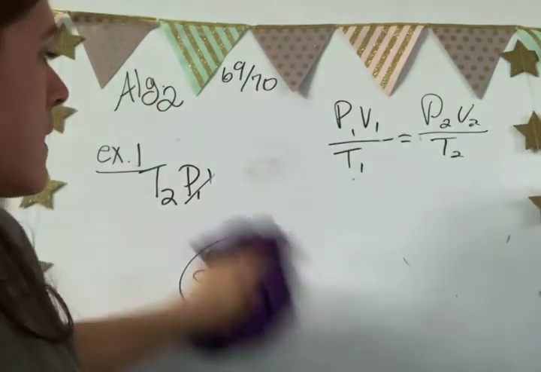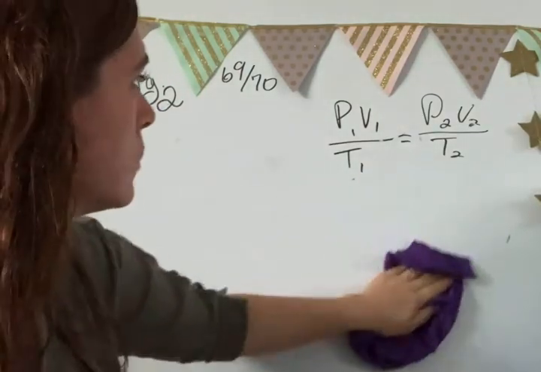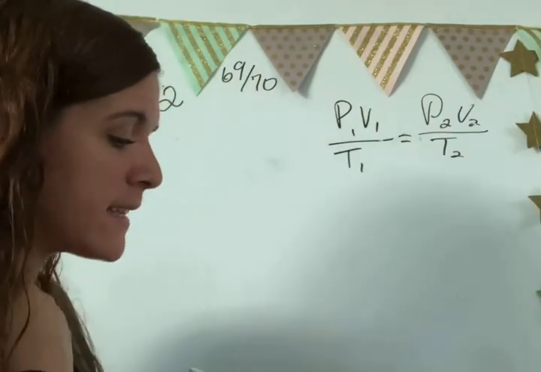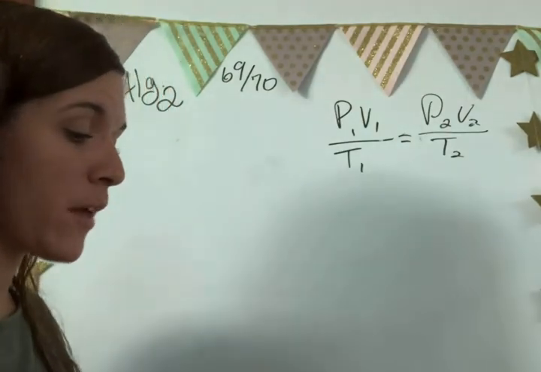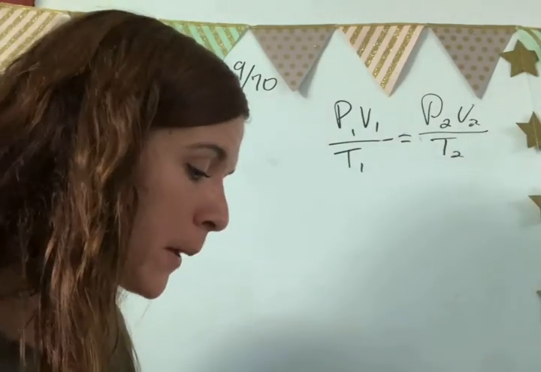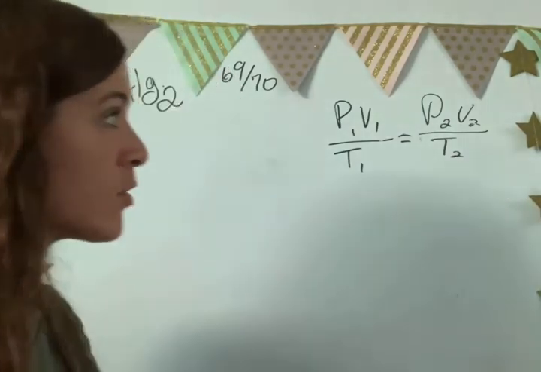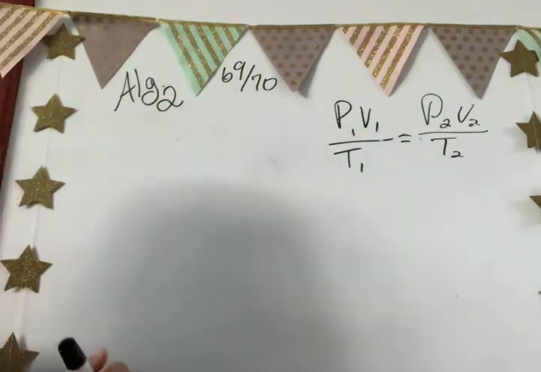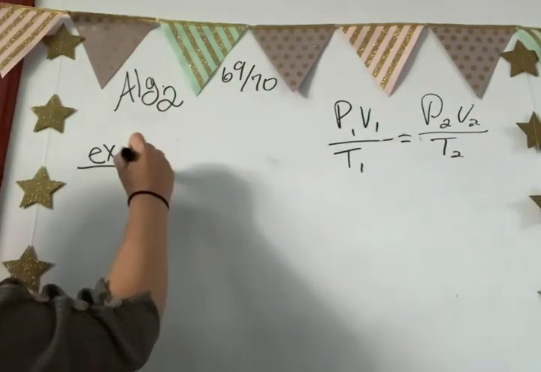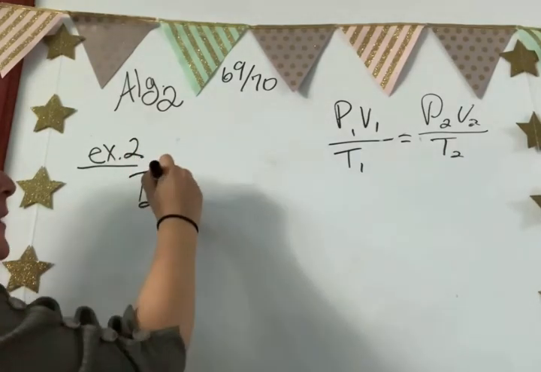Example 2, let's see. Okay, example 2 says a quantity of ideal gas had initial values of blah, blah, blah. What are we solving for? Find P2. Okay, so we need to solve this for P2 first. Okay, I'm going to crisscross and multiply again first. I think that's going to be the easiest thing to do every single time.